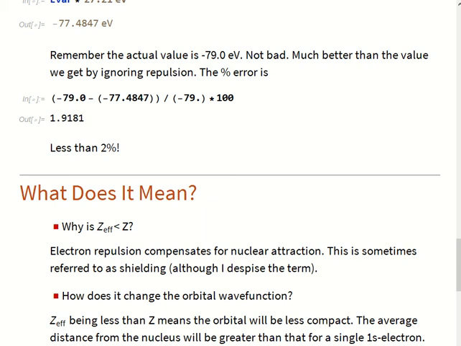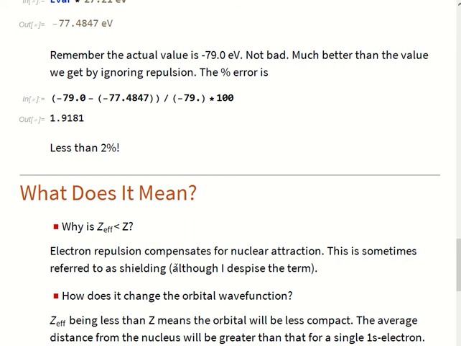So the fact that Z effective is less than Z simply indicates that electrons are repelling each other and the effect of nuclear attraction is reduced as a result. This is sometimes referred to as shielding. I really don't like that term because it is misleading in terms of the process. When you say shielding, you think about something like Star Trek, with shields being thrown up all over the place, blocking the attraction of the nucleus. And that's not what's happening.